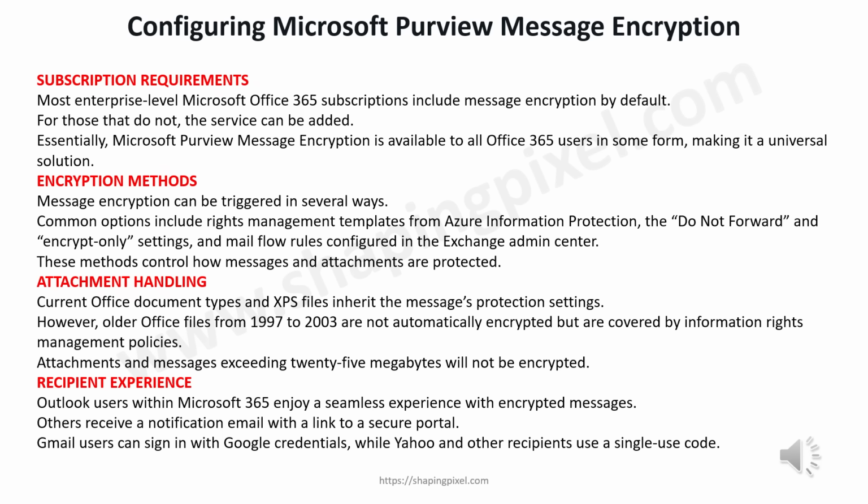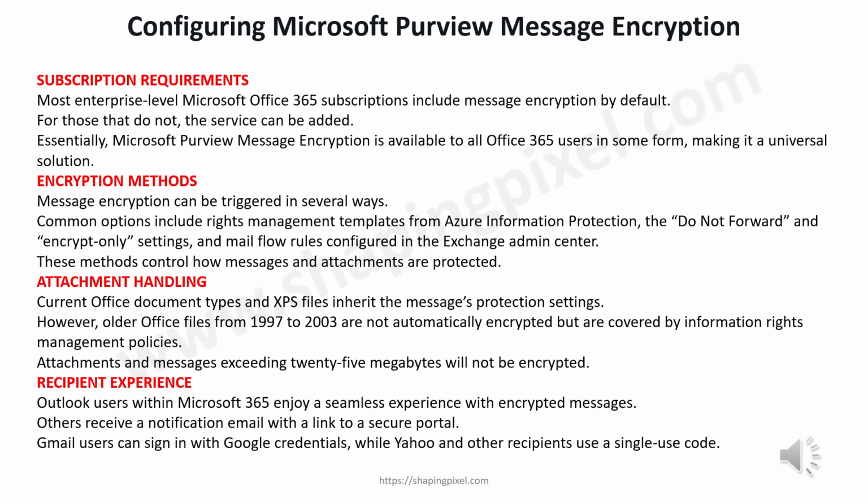Microsoft Purview Message Encryption is built on the Azure Rights Management Service. To get started, ensure Azure Rights Management is enabled. Then, verify that Microsoft Purview Message Encryption is active in your environment. This sets the foundation for secure messaging. Most enterprise-level Microsoft Office 365 subscriptions include message encryption by default. For those that do not, the service can be added. Essentially, Microsoft Purview Message Encryption is available to all Office 365 users in some form, making it a universal solution.